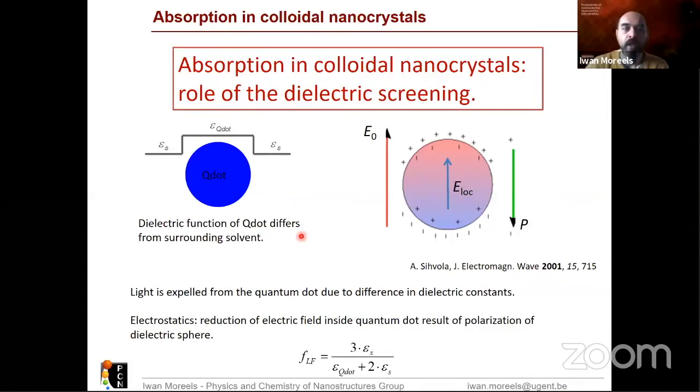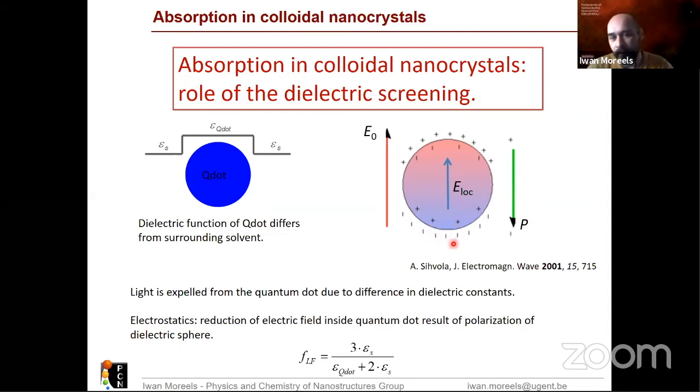Now, due to this difference, when you apply an electric field, or in other words, when you shine light on, say, a semiconductor nanoparticle in suspension, the field inside the quantum dot will not be the same as the one outside. Because what happens is that due to the finite size of the nanocrystal, when you apply an electric field, you will have a so-called polarization of your medium. So the electric field will shift the electrons up a little bit, causing a slight negative charge on the top of your crystal, a slight positive charge here on the bottom.